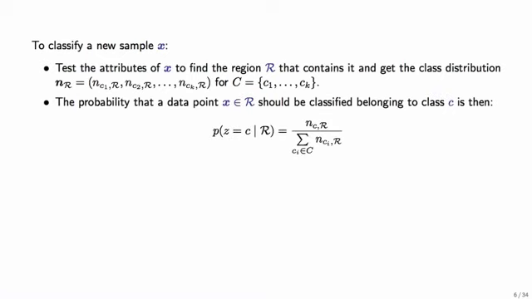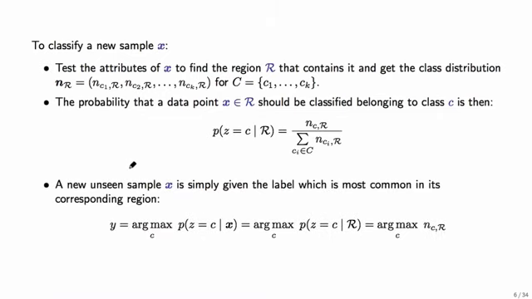If we, in general, want to calculate the probability of a point in the region R being classified as belonging to the class C, then we just take the number of points in that region for class C and divide it by all the points in that region. Since the data point X should be classified as the class that is most common in that region, we have to take the arg max over all the probabilities for all the classes that we have. And this is then the label for X.